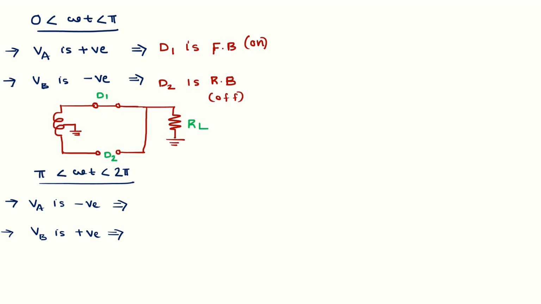Okay. So now D1 is in on condition, so a current starts flowing like that. This current is indicated by I. So in the first time interval, when omega t is from 0 to pi, diode D1 only is conducting, so a current starts flowing through the diode and to the load resistor RL.